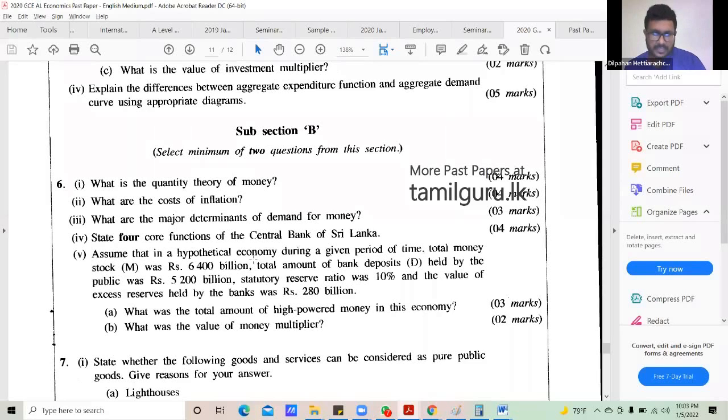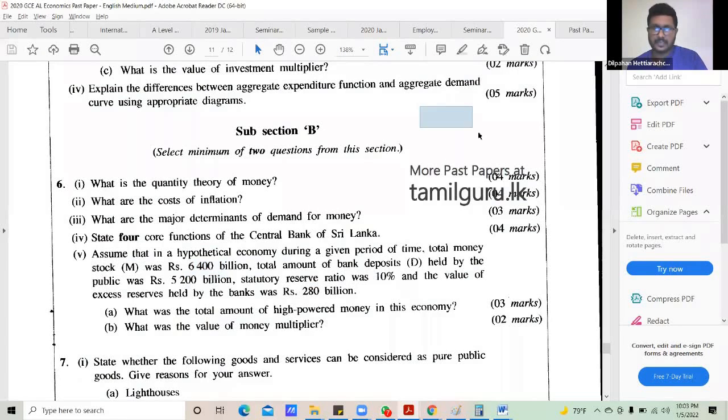Then the question continues and tells us the total amount of bank deposits D held by the public was 5,200. So the demand deposit value is 5,200. You have these two numbers. What is the difference between these two numbers? 6,400 is CP plus DD. 5,200 is DD. The difference is CP. What is CP? Currency held by public. So 1,200 is the currency held by public.